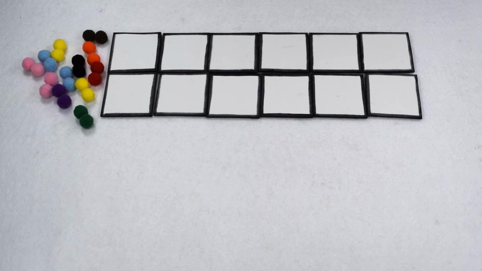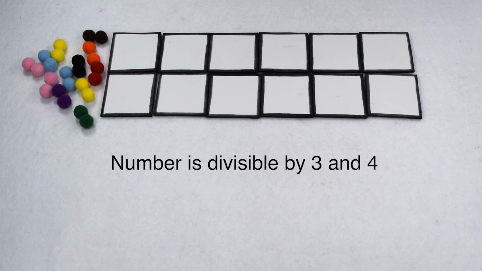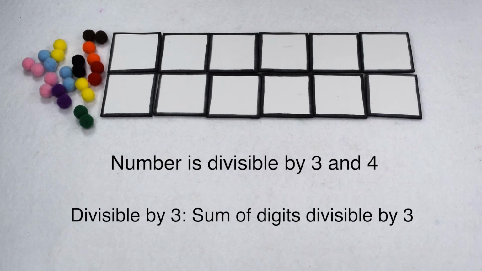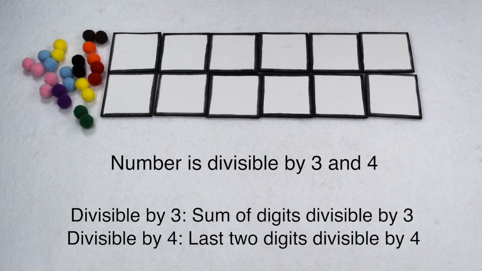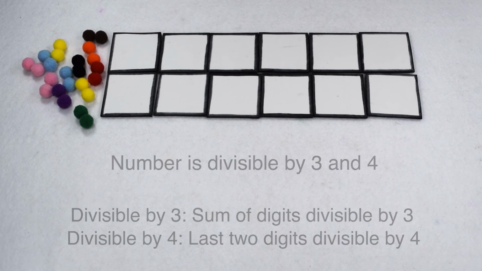Well, if a number is divisible by 12, that means it's also divisible by 3 and 4. This means we need to know the divisibility rules for 3 and 4. If a number is divisible by 3, that means the sum of its digits is divisible by 3. And if a number is divisible by 4, then the last 2 digits of that number are also divisible by 4. Well, let's test this out.